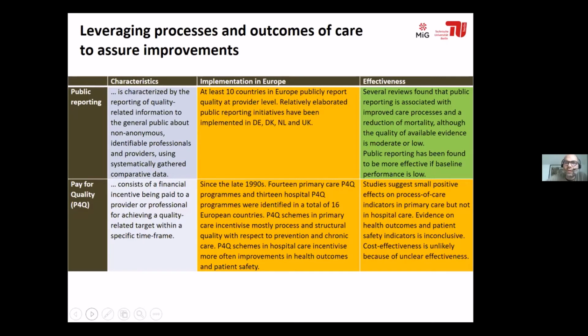We also heard from Will just a few minutes ago that there are positive effects on the pay for quality, but it's not as developed, not as broad, and especially worrisome is the fact that the size of the effects is lower if studies are done better. So this would be like an intermediate rating of the effectiveness here.